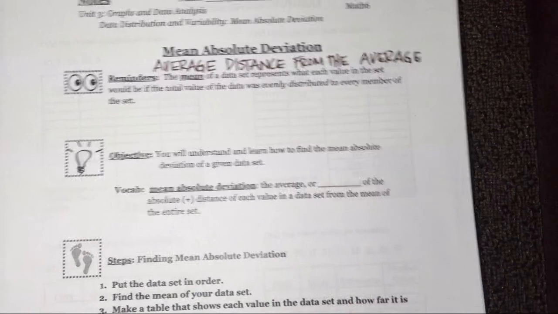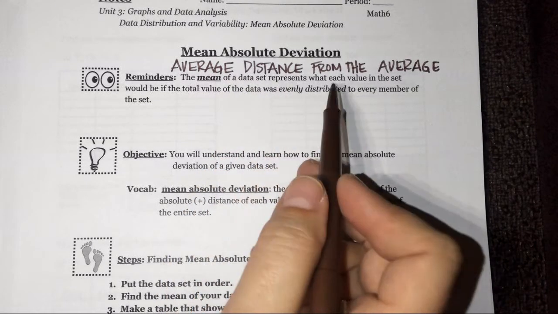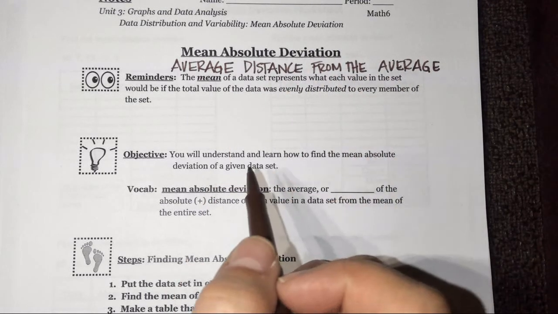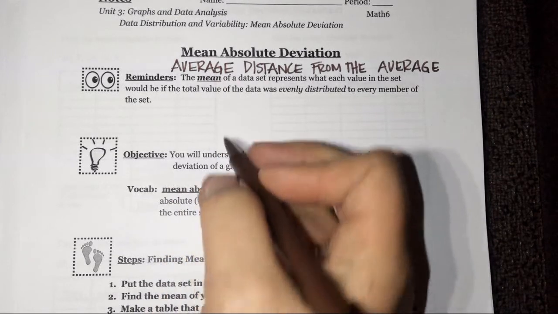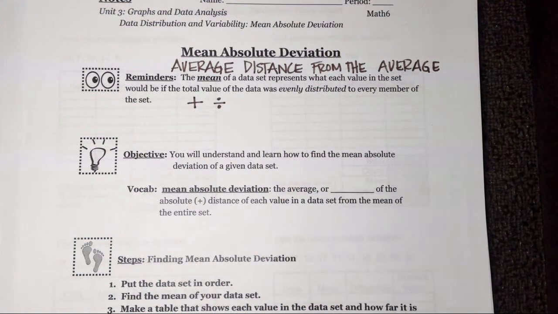The word deviation, let's say we have a plan, and we change our plan. We're going to deviate from our plan. We're going to separate from it. We're going to go a different way. If you have a deviated septum, that's a broken nose, your bone is separated. So the word deviate means to separate from. The average distance from the average. That's how far each number is from the average. Again, to find the mean, what do we do? We add and divide. Yep, add them all together, divide by the number of numbers.